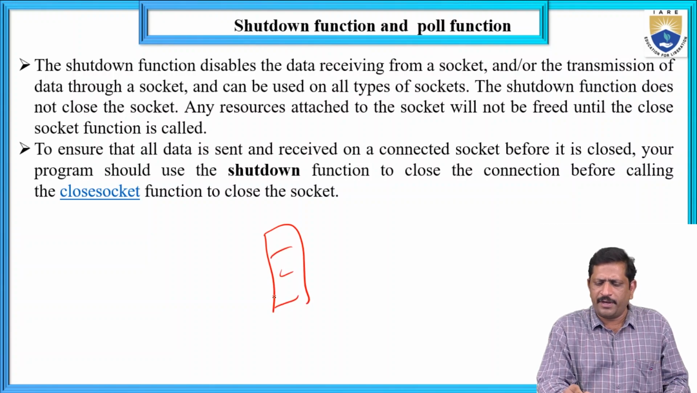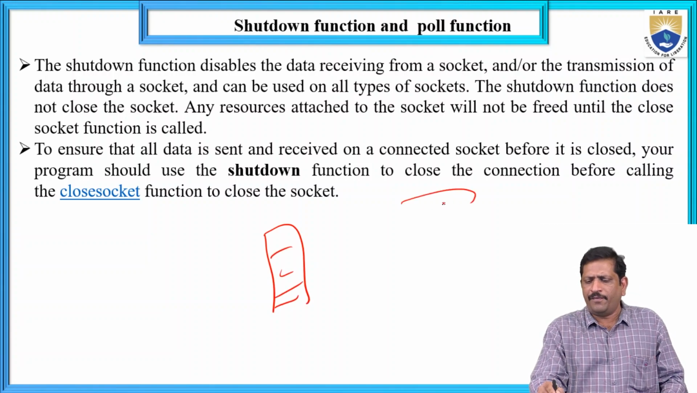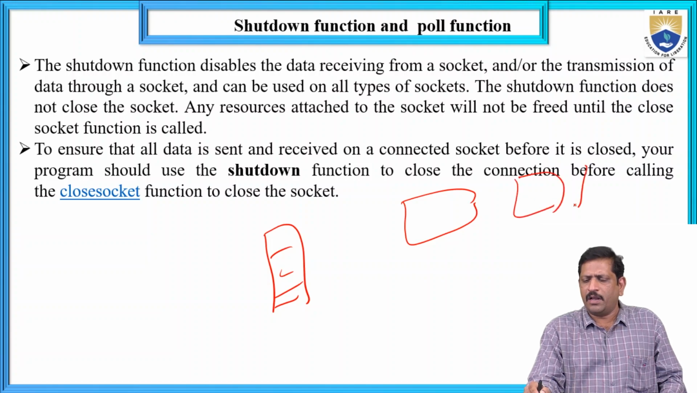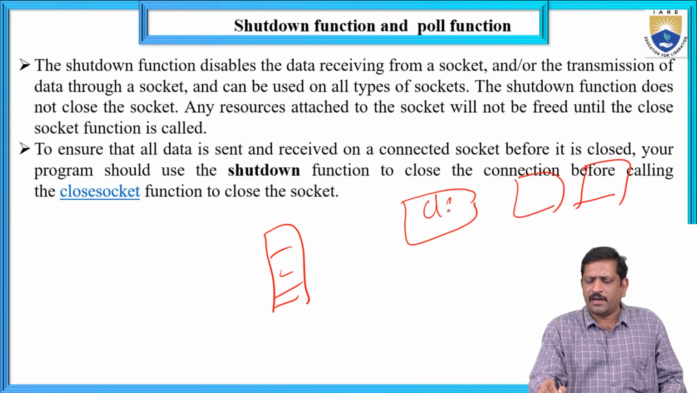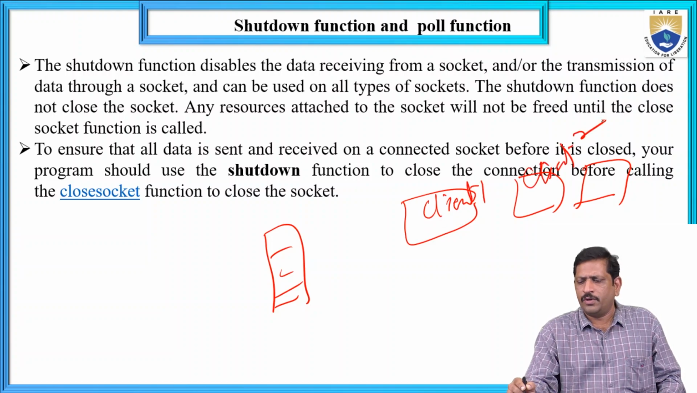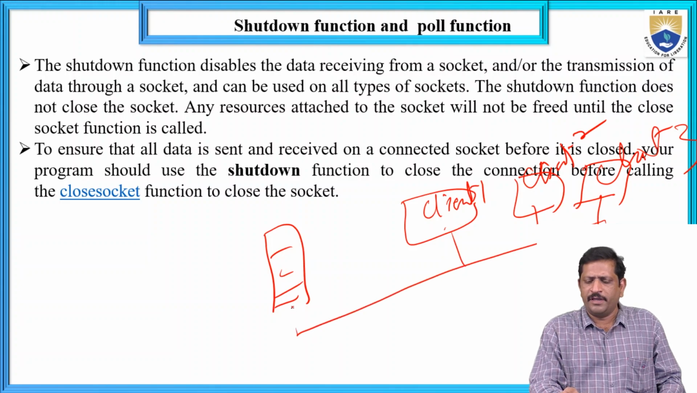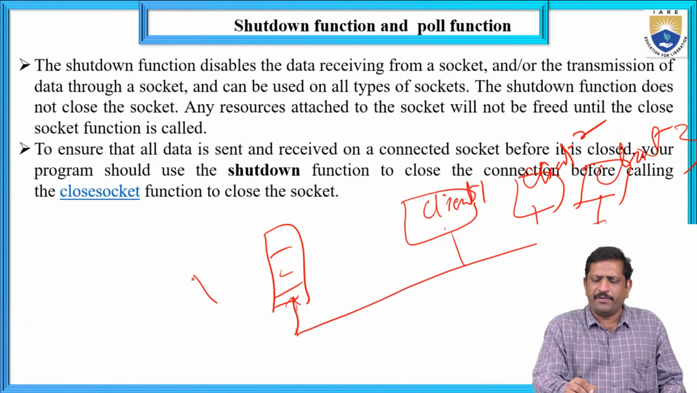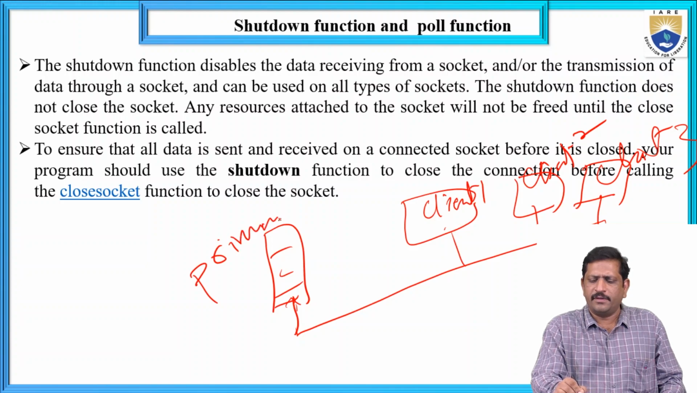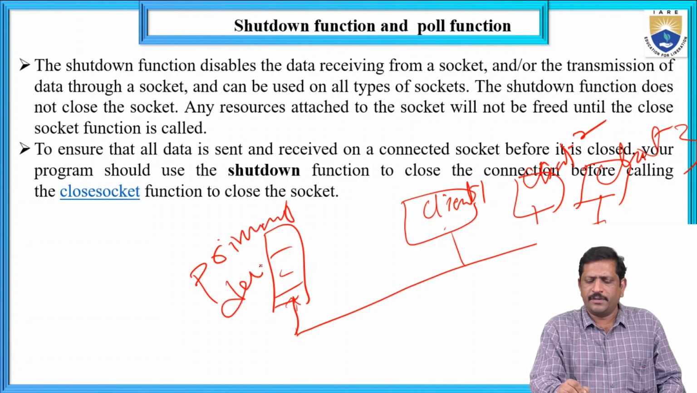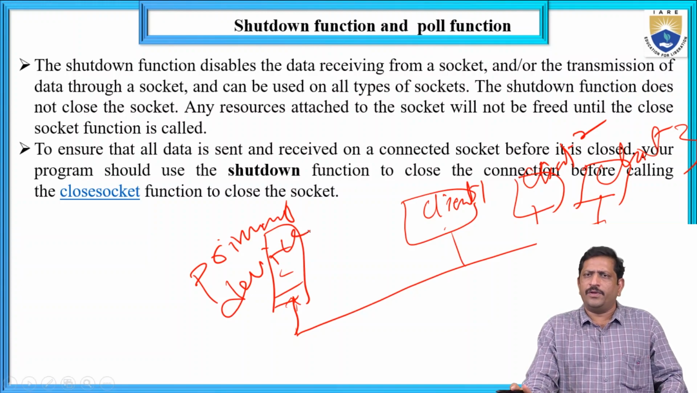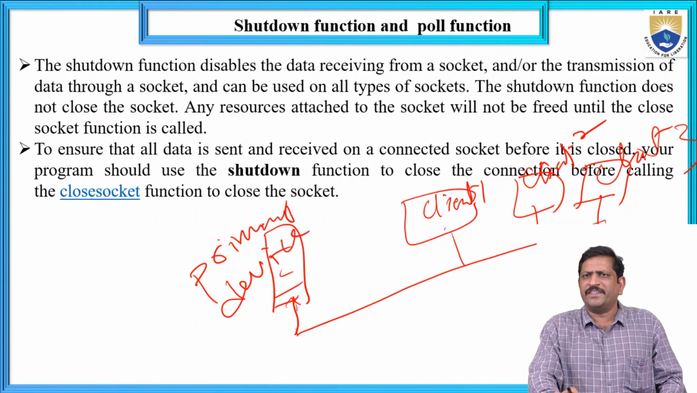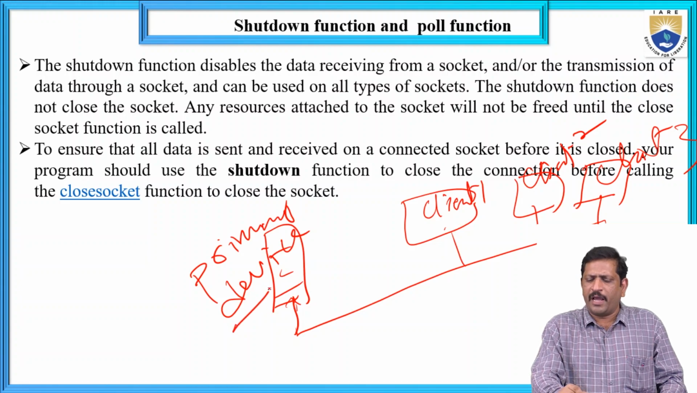Here it is a primary device, and there are a number of secondary devices: client 1, client 2 and client 3. All the devices can be connected to the primary device. Once the shutdown function is activated at the primary device, we can arrange one socket there.